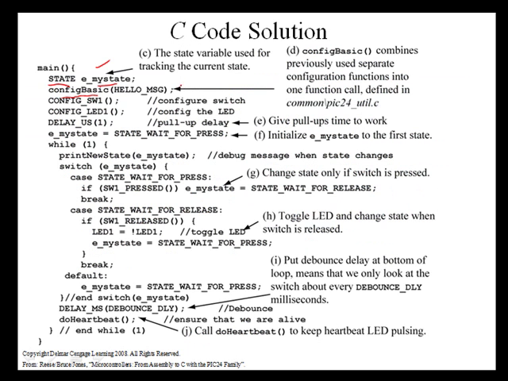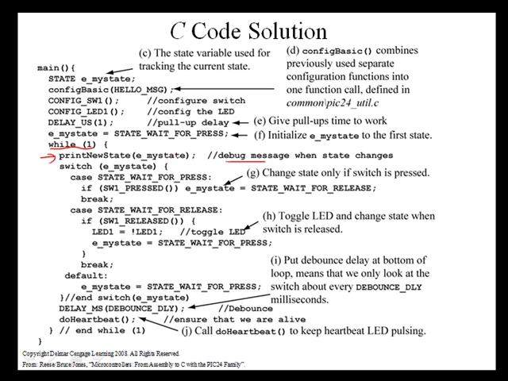Once we call config basic, we will then configure our switch and LEDs, and then we're going to initialize the state variable to our very first state, which is going to be called state wait for press. Let's take a look at what happens now in our infinite loop. First is the call to a function called print new state. This is a function that we've written purely for debugging purposes.